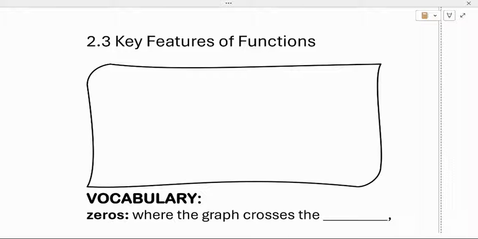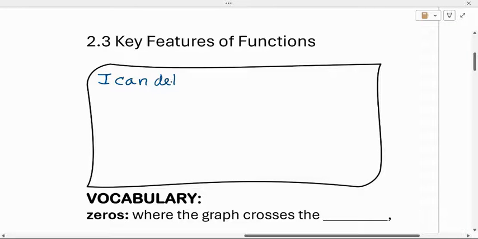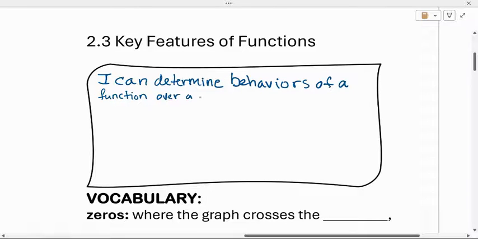I can determine behaviors of a function over a given interval. I can identify key features like maximum, minimum, y-intercepts, and x-intercepts. So I can determine behaviors of a function over a given interval. Does it say domain interval or just interval? Okay. And will you read that second one? I can identify. Thank you.